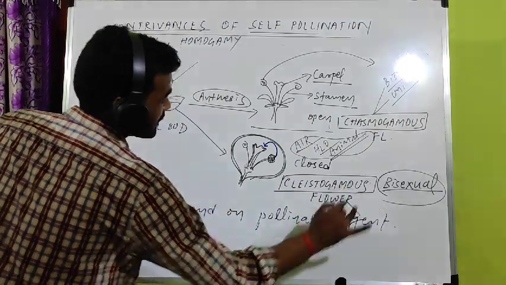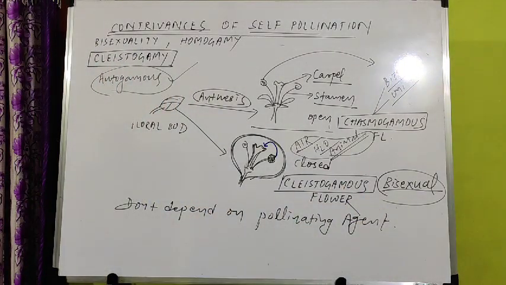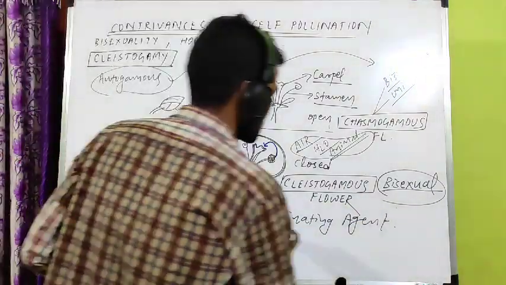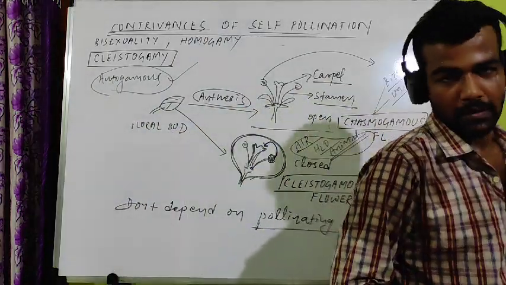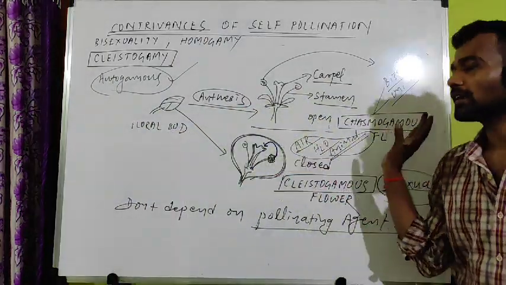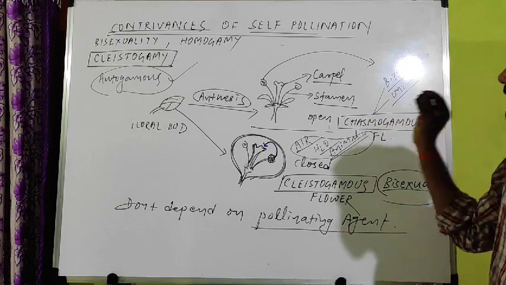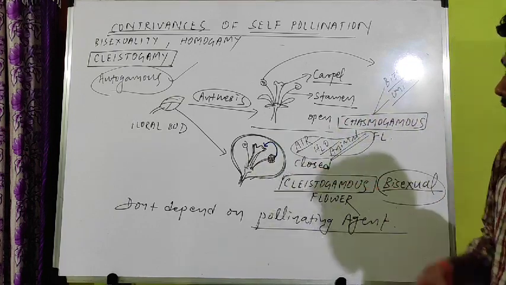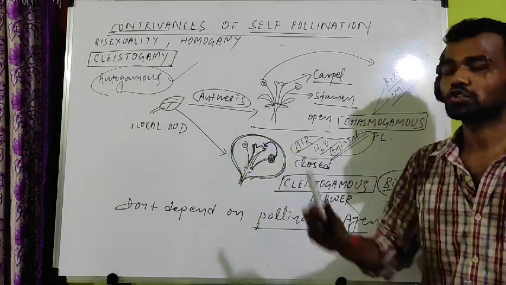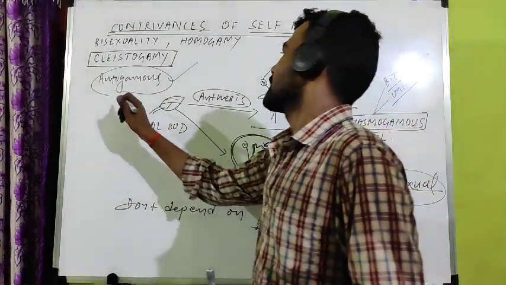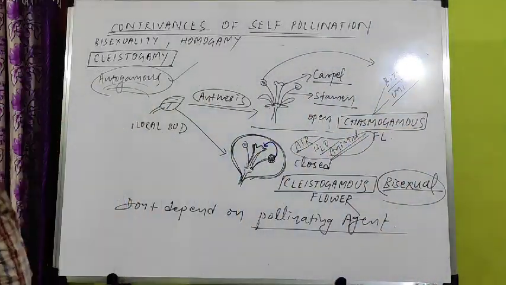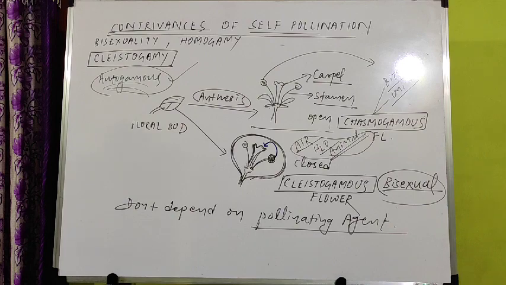Sometimes a question comes: in the case of cleistogamous flower, pollinating agent is required, true or false? It is false. Pollinating agent is not required, because any agent cannot enter. Whether air or water, they cannot enter because it is closed. So cleistogamous flower only shows autogamy. Autogamy takes place, so there is no chance of cross-pollination.